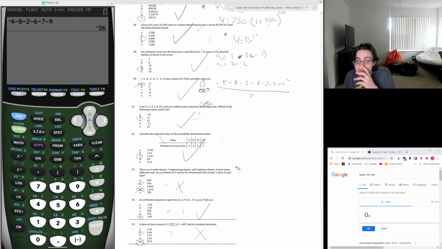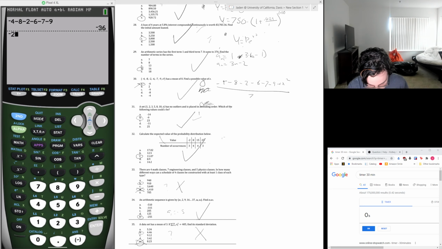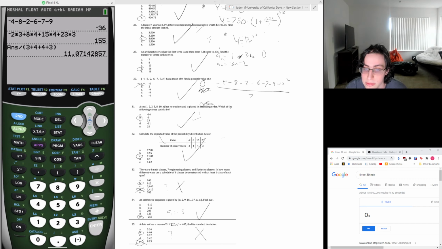Okay. Calculate the expected value of the probability distribution below. I already showed you how to do this kind of, but I'll just do it quickly, just for safety. Negative 2 times 3 plus 8 times 4 plus 15 times 4 plus 23 times 3, divided by 3 plus 4 plus 4 plus 3. 11.07. Okay. And that's how you do that one.